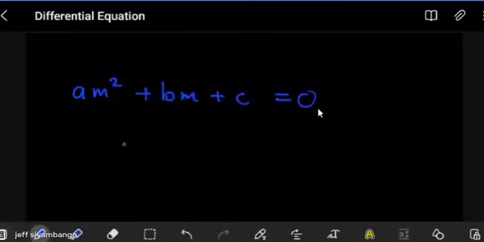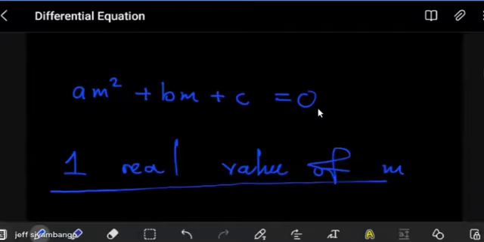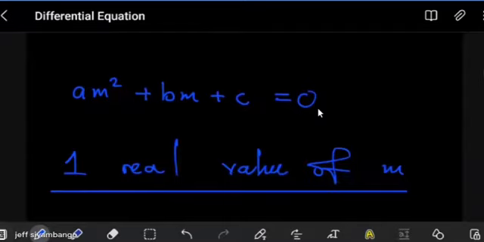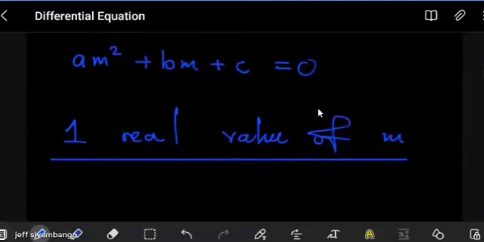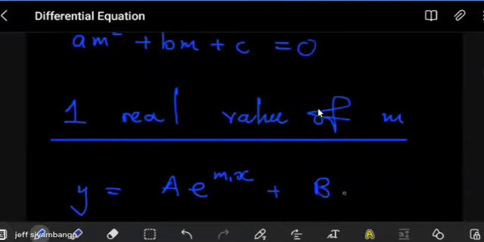Well, if you end up with one real value of m, so for this part, I am saying that you're dealing with a real solution, but that real solution is only one from that quadratic equation. You don't get two of them. So you only have one. Well, in such a case, that general solution where we had A e to the power m1 x, and then you had B e to the power m2 x, it changes a little bit.